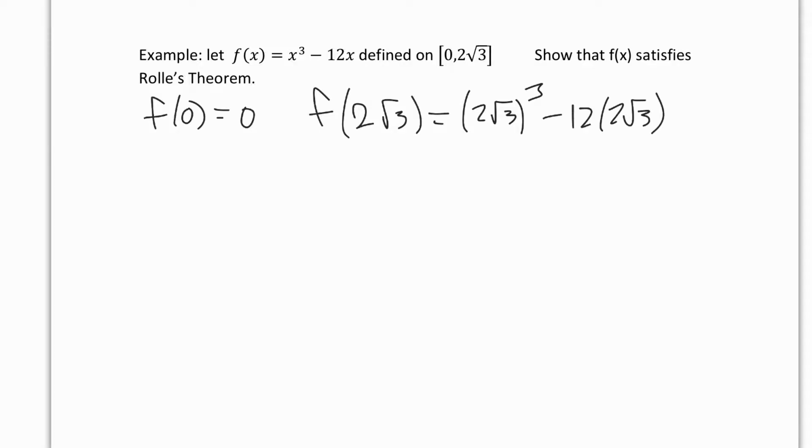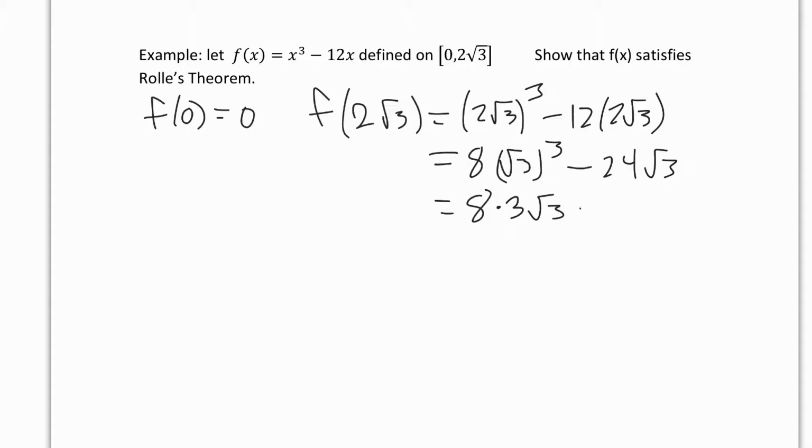So we'd have 2 root 3 cubed minus 12 times 2 root 3. That's a little nasty. Well, 2 times root 3 cubed, we could cube both of those. So 2 cubed will be 8. And then we'd have root 3 cubed, I guess, minus 24 roots of 3. Well, if you're going to cube a root of 3, that means you've got root 3 times root 3 times root 3. So 2 of those root 3's can be combined to make a 3, and then you've still got another root 3. Well, 8 times 3 is 24, so you've got 24 roots of 3 minus 24 roots of 3. Yep, you got 0. So f of a equals f of b, that's true.